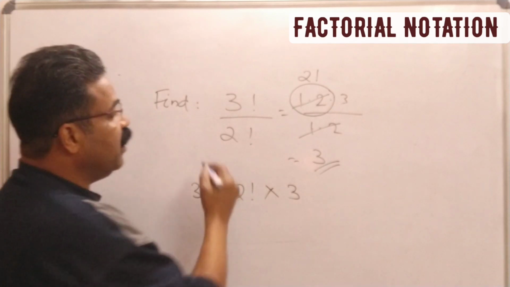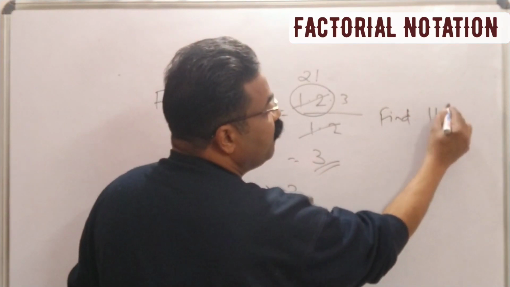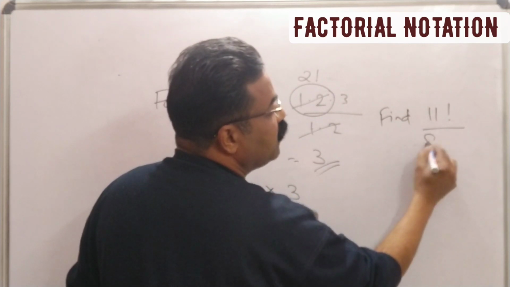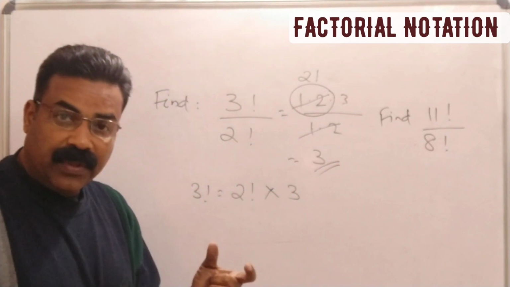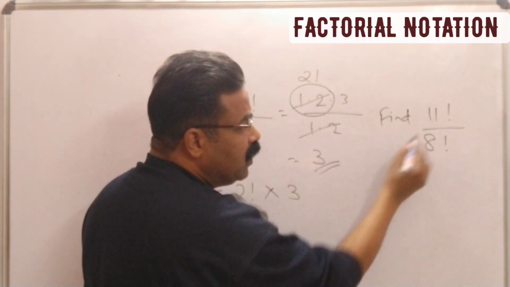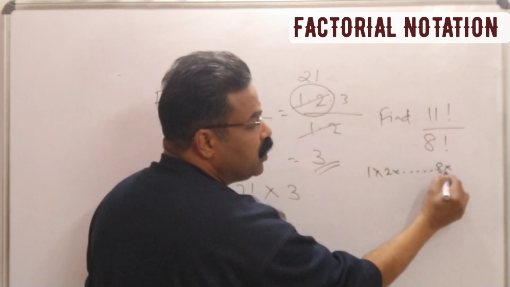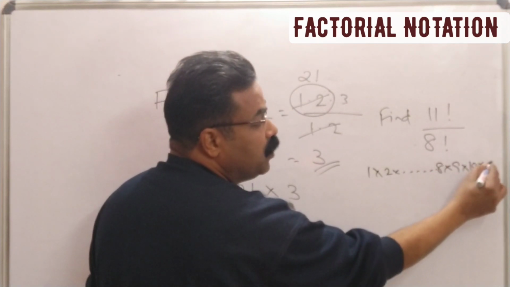Similarly, one more example. Let us find out 11 factorial divided by 8 factorial. So we know 11 factorial means what? 11 factorial means 1 into 2 into up to 8 into 9 into 10 into 11.